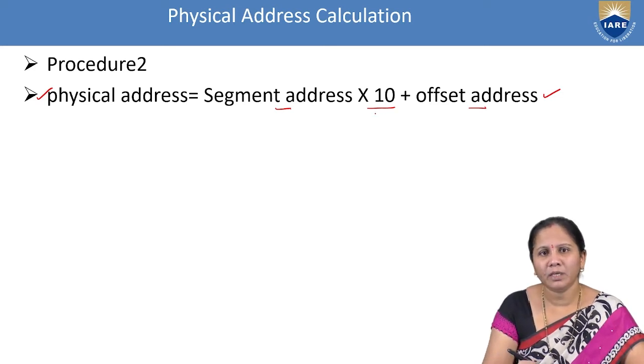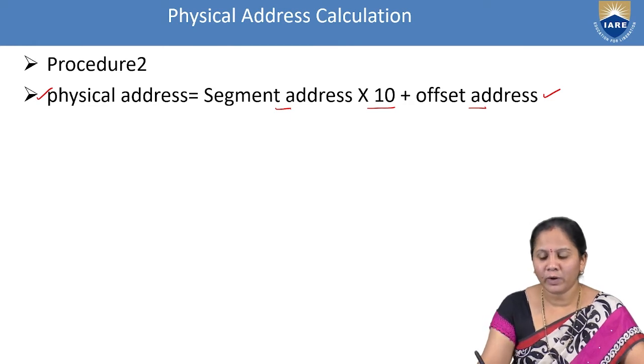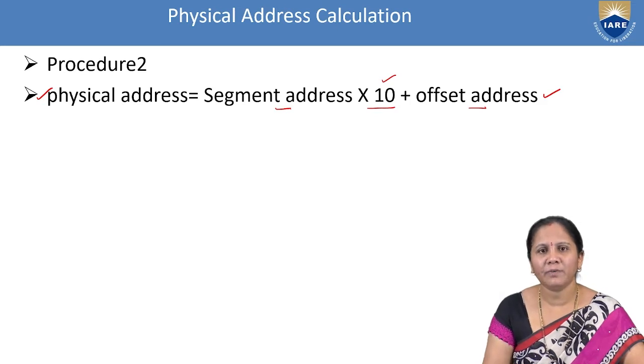So why are we shifting the segment address towards left by 4 bits, or making the segment address into 10? If we do it like this, the 20-bit physical address will be generated. If you are not doing this, the physical address which it gives as a result is again 16-bit only. Since the address bus size is 20-bit, it is necessary to develop a 20-bit physical address by using these 16-bit registers. So any of these procedures can be used.